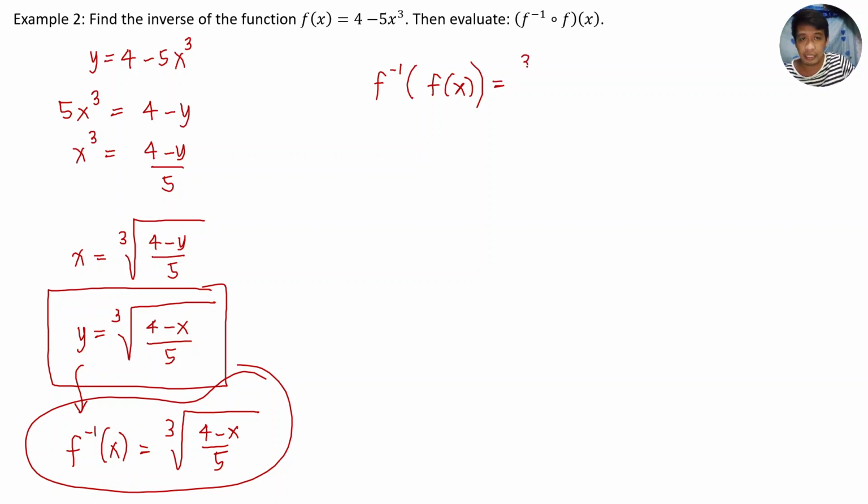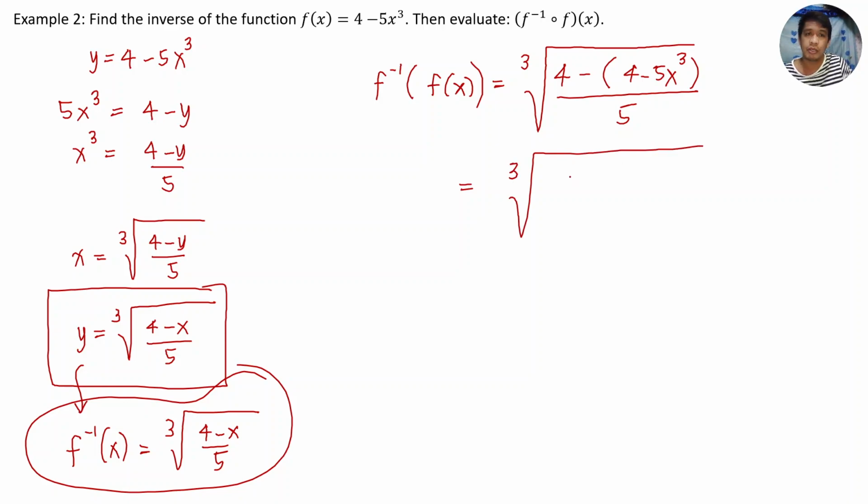So this is cube root of 4 minus yung ating f of x, which is 4 minus 5x cubed all over 5, becomes cube root of 4 minus 4 plus 5x cubed. Why? Because we just have to distribute that negative dun sa nasa inside ng parenthesis.